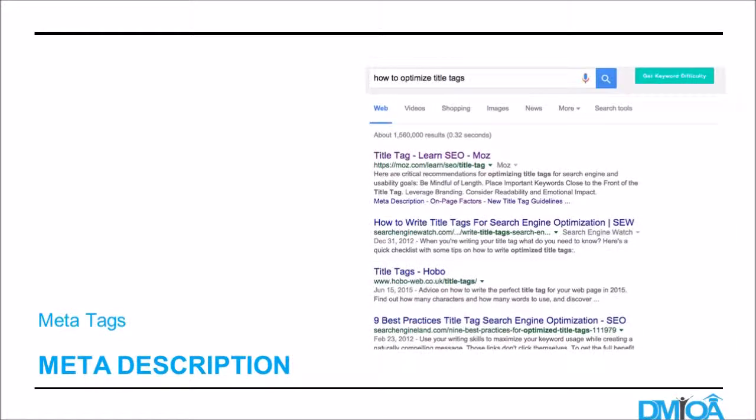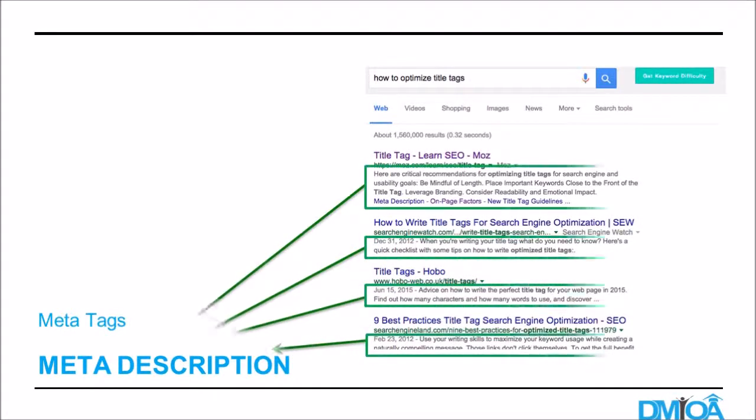So the next meta tag is the meta description tag. It is a useful meta tag as it explains to search engines, and sometimes even to searchers, what your page is about. For example, if I am Googling the page, how to optimize title tags, here is what I encounter in the search results. And as you can see, I can make my click on the listing based on the description that I find more appealing.